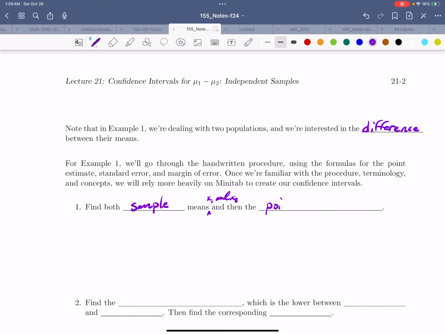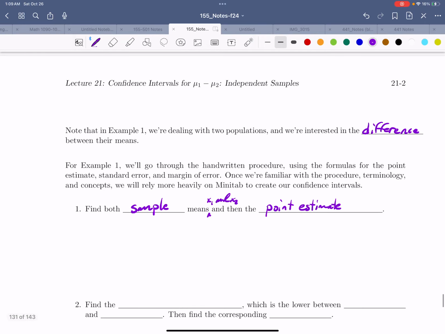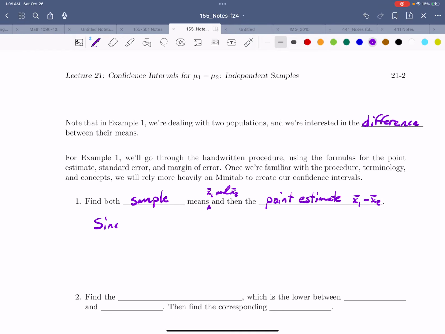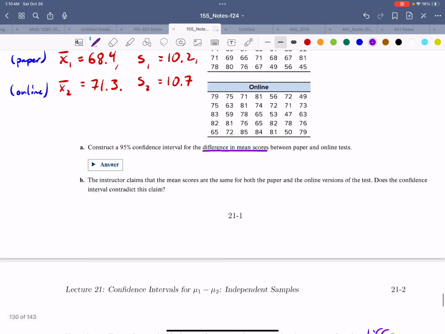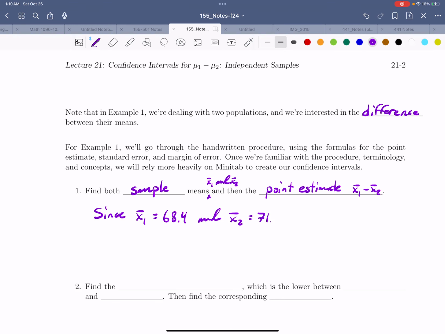And then we're going to find the point estimate, x bar 1 minus x bar 2. Sorry, actually, this should be x bar 1 and x bar 2. Okay. So remember that x bar 1 equals, was that 68.4, I think? Yeah. And x bar 2 equals, I think it was 71.3. We have the point estimate.